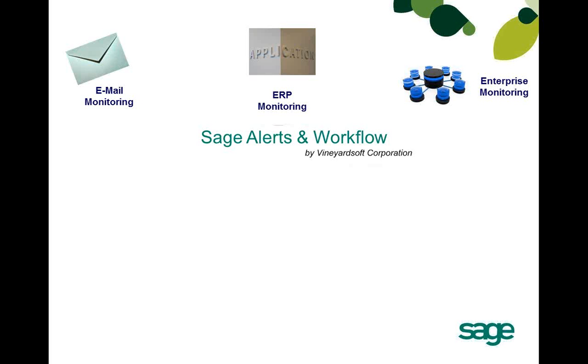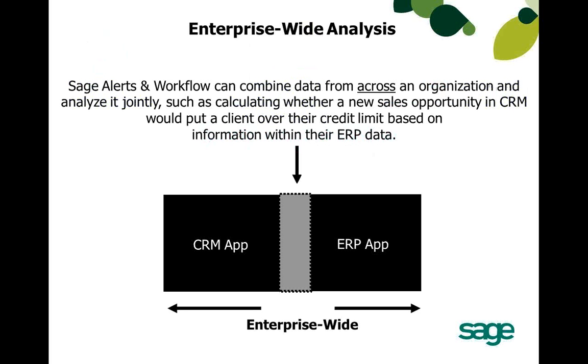Also, from a monitoring perspective, we've talked about how Alerts and Workflow can monitor data in your Sage ERP solution, maybe in a sales or CRM solution, HR, etc. Well, Alerts and Workflow also has the unique capability to monitor conditions between multiple business applications. For example, you have your Sage ERP application. Perhaps you also have a sales or CRM application.